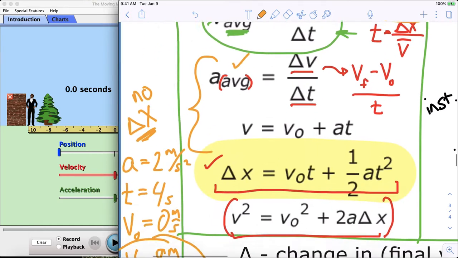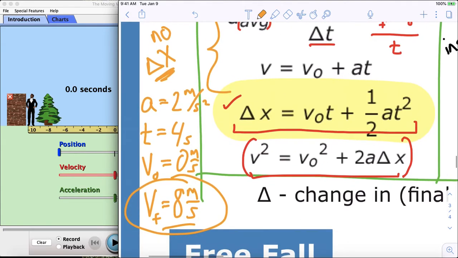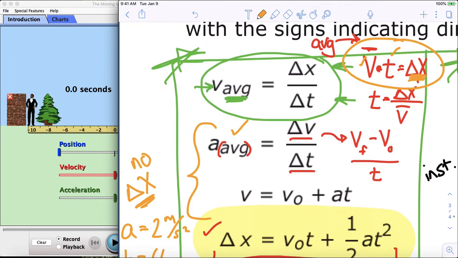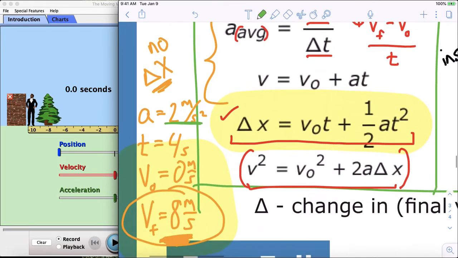But this 8 meters per second is not my average velocity. I'm not averaging traveling 8 meters per second that entire time. That's just how fast I was going at the end. If I wanted to figure out how far I have gone, my displacement, I have to plug in the average velocity, which, as it turns out, is always halfway between the initial and the final velocity, as long as acceleration is constant, which all of these equations only work if acceleration is constant.